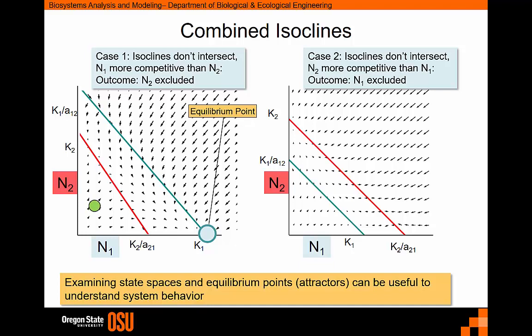For any point in the lower left corner of the graph, meaning any combination of species abundances to the left of the red line, both the populations are below their respective isoclines and both increase.